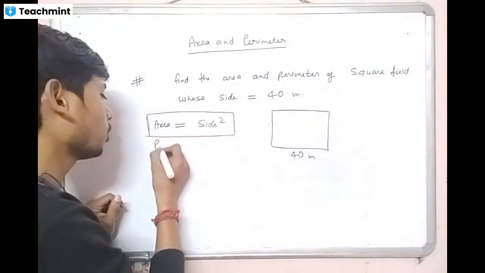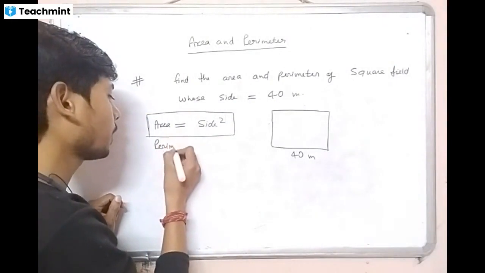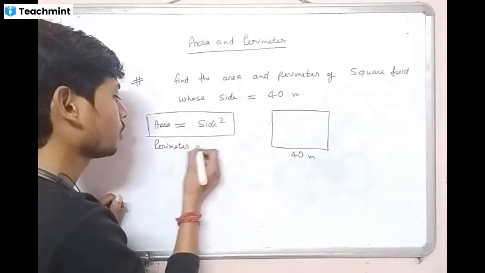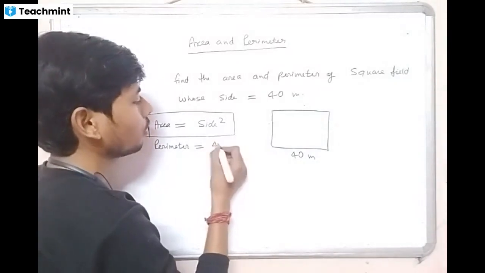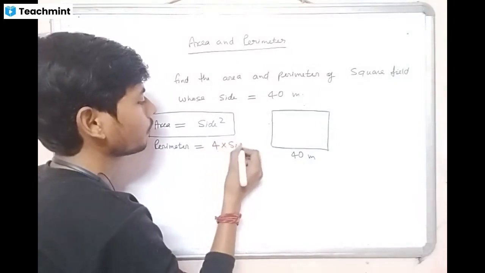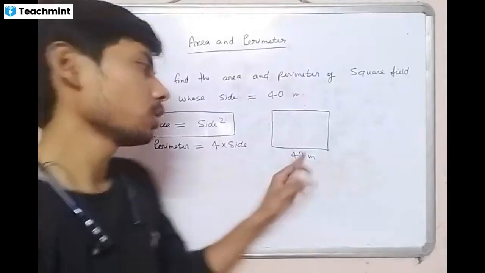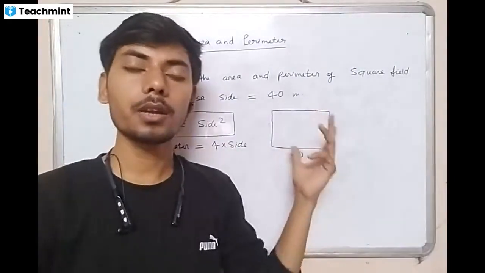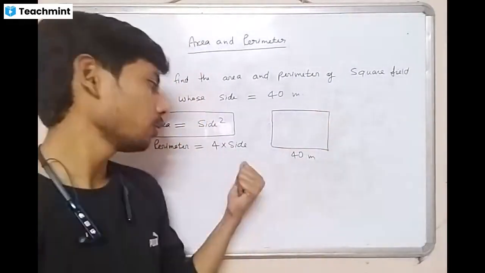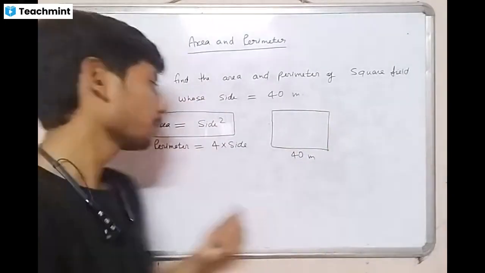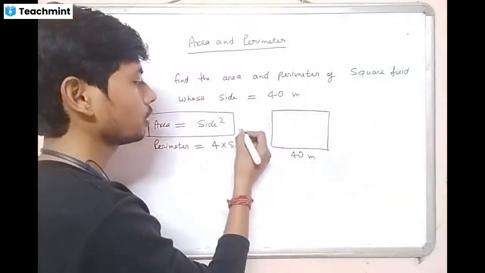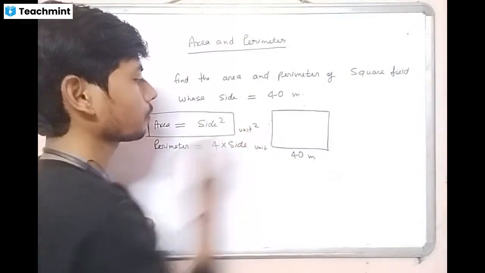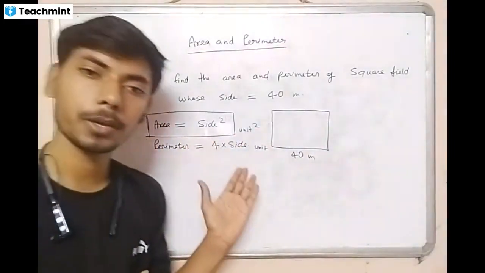Now you can also note down the formula of perimeter of a square. The perimeter is equal to 4 into side, because it has 4 equal sides. So 4 into side is the perimeter, and its unit is meter. This is the side, this is the perimeter.